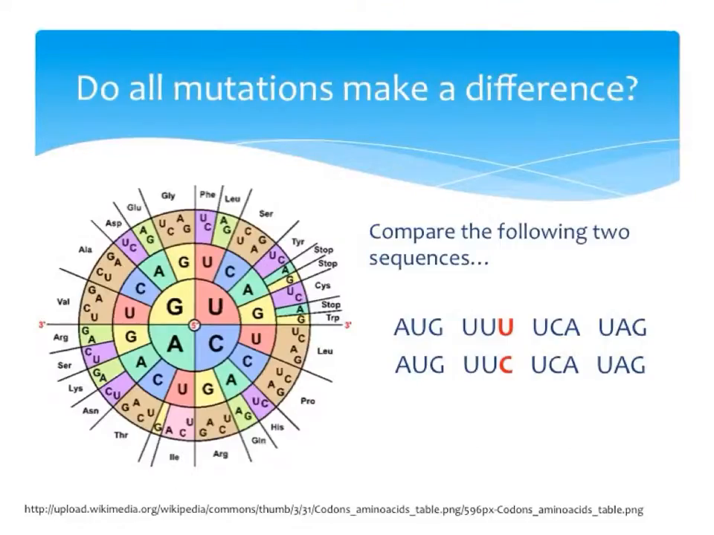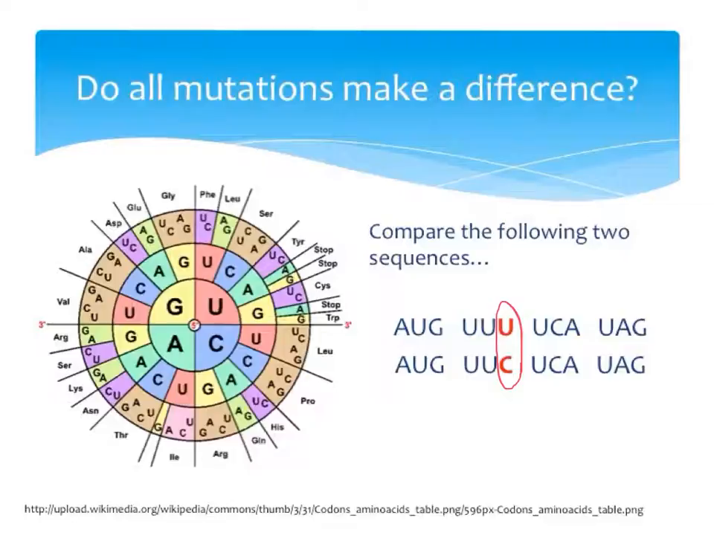Now, do all mutations make a difference? Well, look at the following two sequences. We've got a point mutation here, which is a substitution. Once again, those point mutations aren't going to be nearly as bad as a frameshift mutation because it'll only change one of the amino acids sometimes.